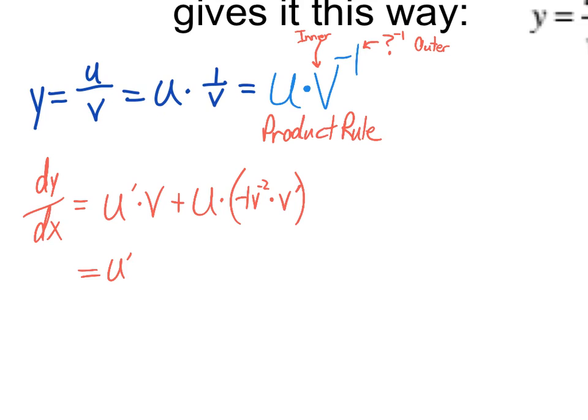So we have u prime times v, and then here's that minus. I'm going to put the negative 1 out in front. Oh, wait, sorry, the v wasn't a v. The v was a v to the negative 1. I lost my negative 1 there. So when I simplify this, it's actually going to be u prime over v.